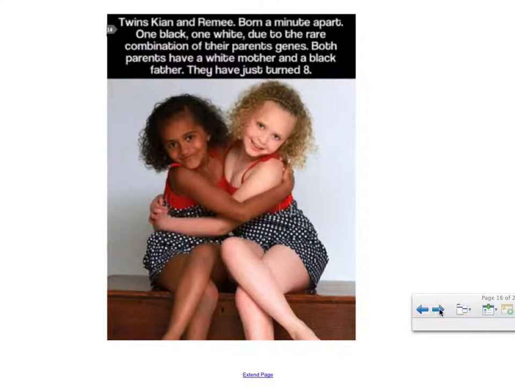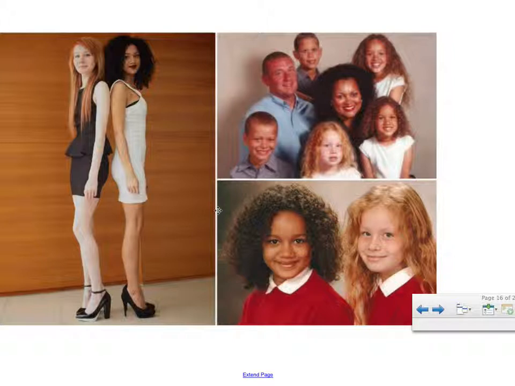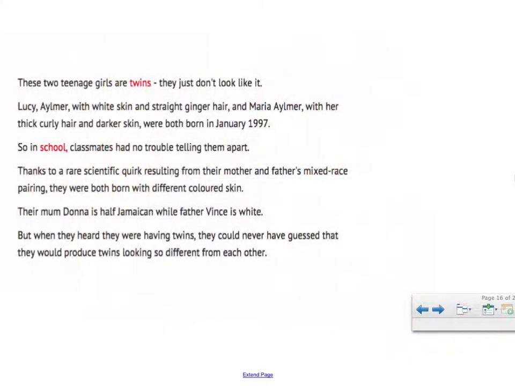Another example of another twin. These are not the same twins, but it's another example of a black and white twin. Here's their entire family where they favor, but they don't look exactly alike. And these are 2 teenage twins that don't look alike. You have Lucy and Elmer. One has white skin with red hair. The other one has thick curly hair.